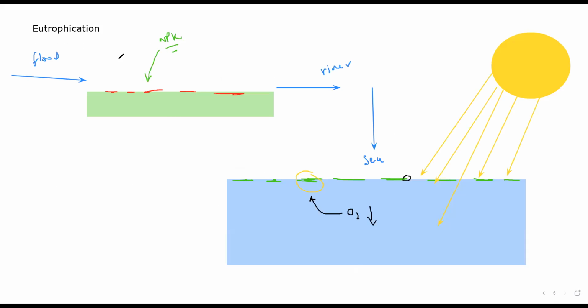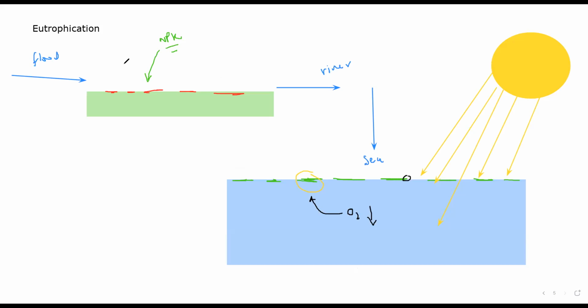Is it clear what is eutrophication? Basically, there is an enrichment of the nutrient salts in the water due to the use of fertilizer, which ultimately affects the marine life, and we call this eutrophication.